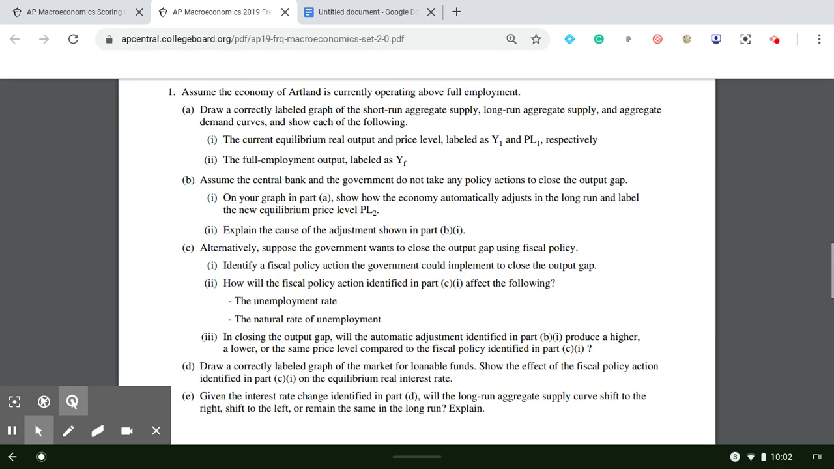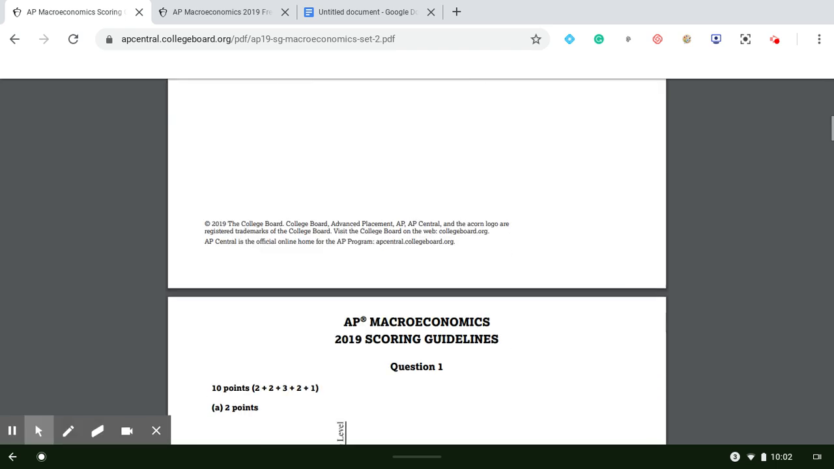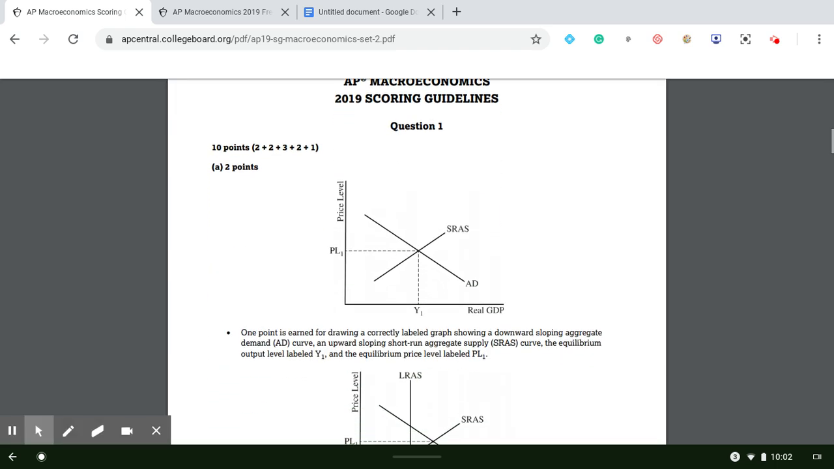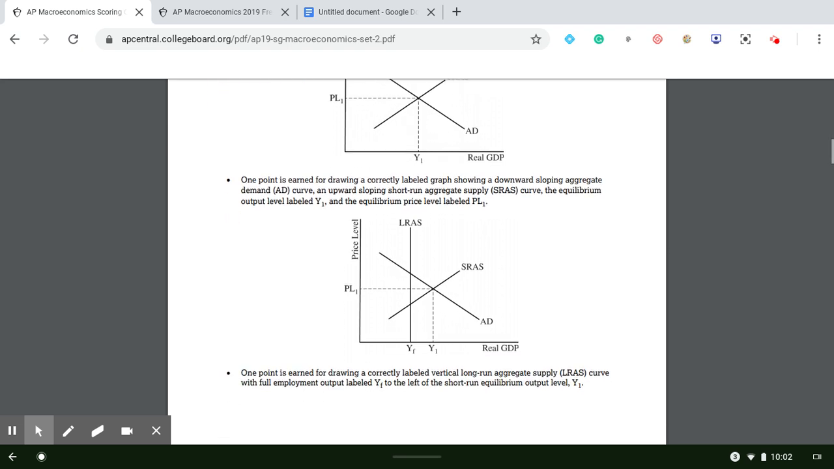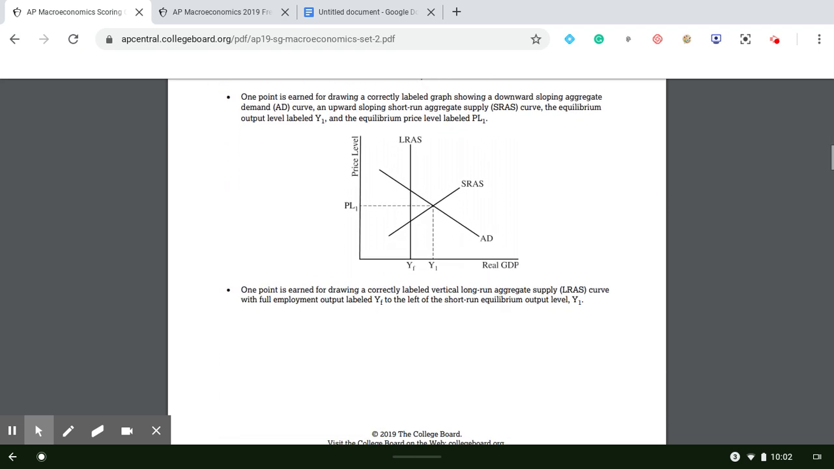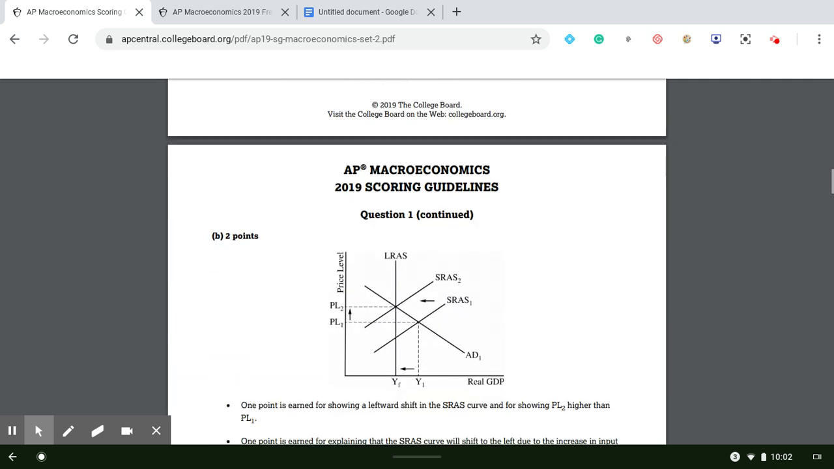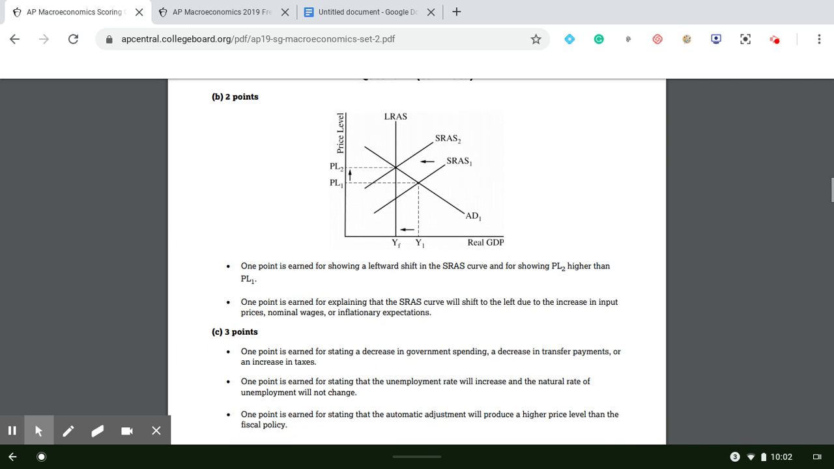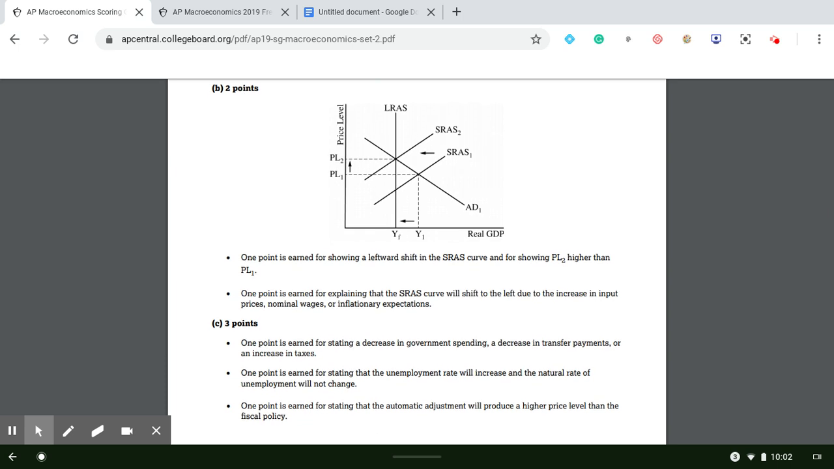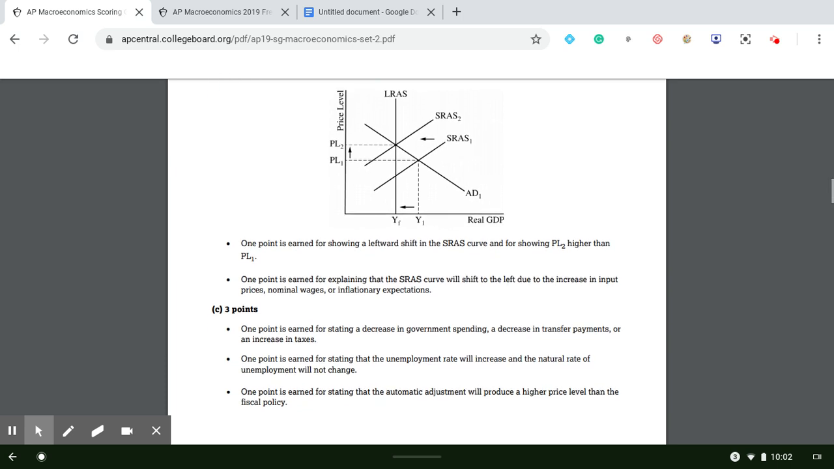Actually, let's look at the answers real quick that the AP gives us. All right, upward slope in short run aggregate supply, downward slope in AD. It's to the right of full employment, as you can see right there. Here is when no policy action is taken, how the short run aggregate supply curve will shift to the left. Its explanation here: it will shift to the left due to the increase in input prices, nominal wages, or inflationary expectations. One of the three. Kind of talked about all that.